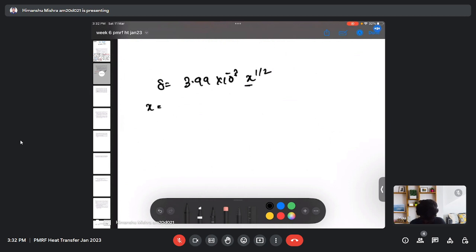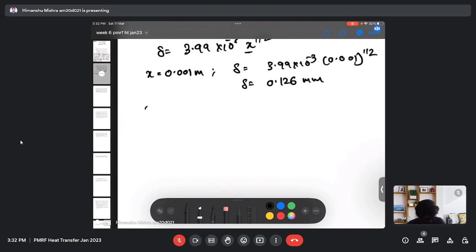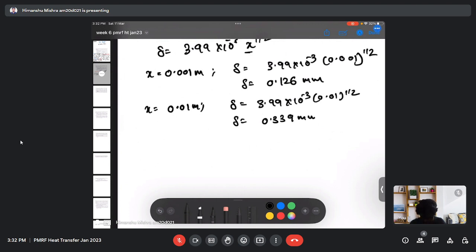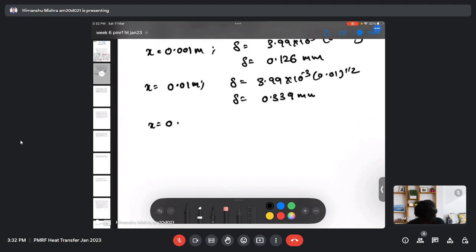So when x is 0.001 meter, my boundary layer thickness will be, on calculating this, 0.126 millimeter. So this is in meter. Similarly, when x is 0.01 meter, on calculating, I will get a thickness of 0.339 millimeter, and at x equals 0.1 meter, I will get my boundary layer thickness as 1.262 millimeter.